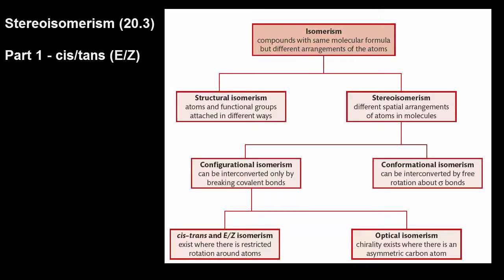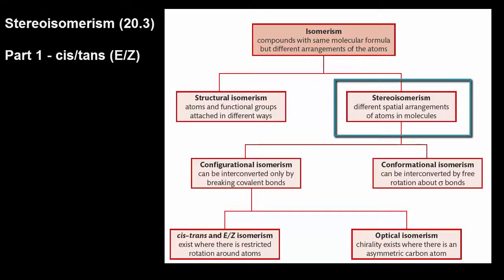Okay, so the first part of our look at stereoisomerism is cis-trans isomerism. This is shown in the bottom left of the graphic right here. This is where rotation is basically restricted about certain bonds, either due to the presence of a double bond, a pi bond, or the presence of a ring.